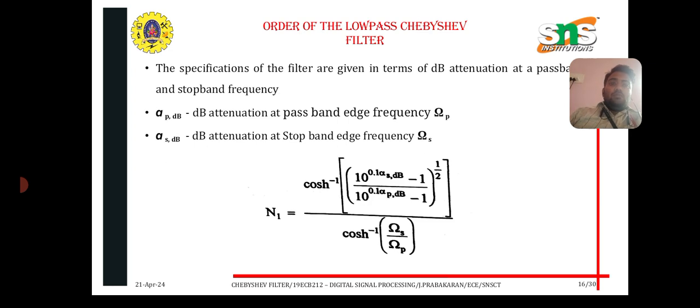The specification of the filter is given in terms of attenuation at a passband and stop band frequency. n1 equals cosh inverse of 10 to the power 0.1 into alpha s minus 1 divided by 10 to the power 0.1 into alpha p, which means passband attenuation, divided by cosh inverse of omega s divided by omega p.